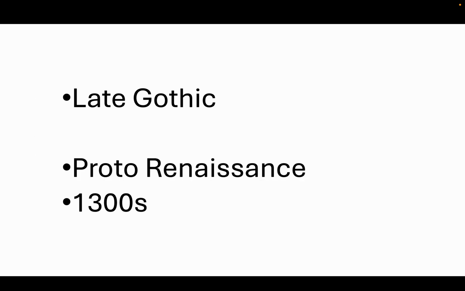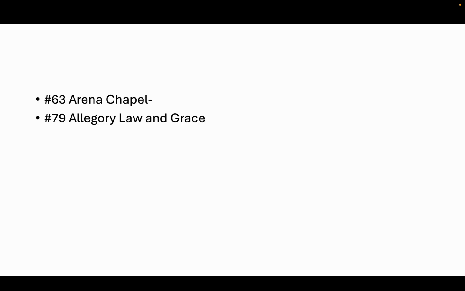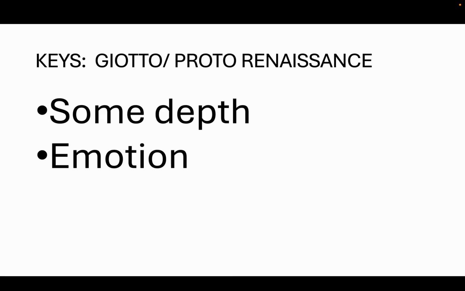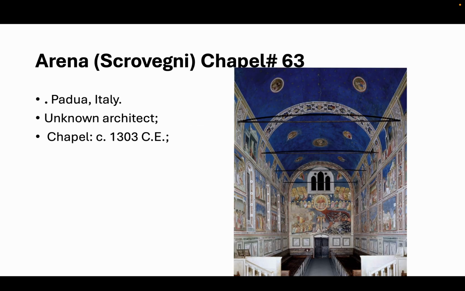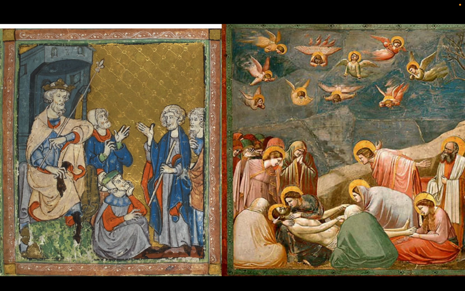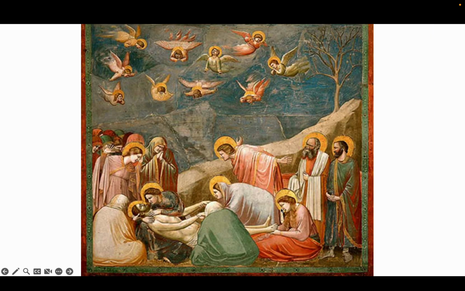Okay, Proto-Renaissance, 1300s, Giotto. And the key to Giotto is he's going to make a new kind of art with some depth and some emotion. All right, so here's the chapel, the Arena Chapel, and it's the Lamentation by Giotto of 1305. On the right, you can see depth. You can see real emotion. Late Gothic on the left is flat and phony. The right is Giotto with real emotion.